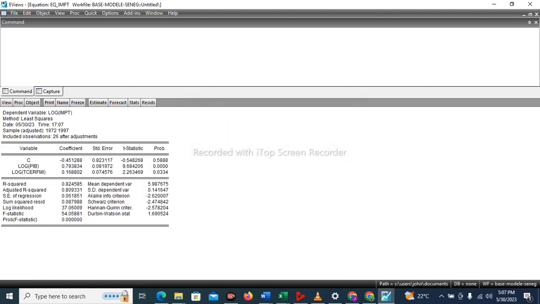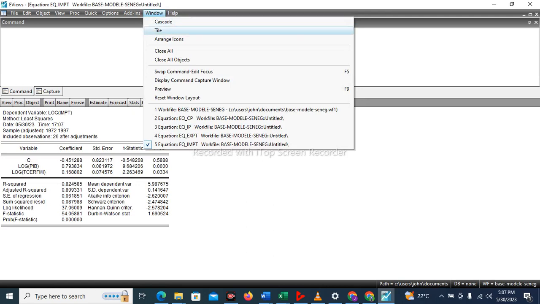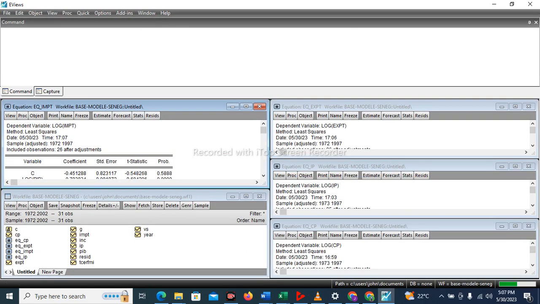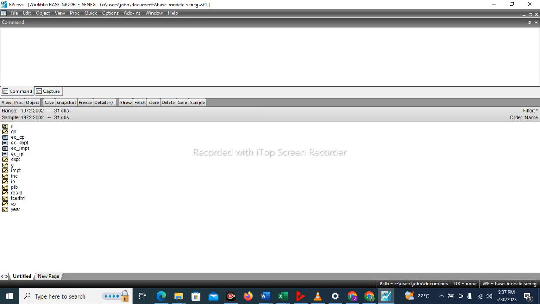Now, once you have that, we have the four equations, our behavioral equations. Let's look at them. So let's look at our behavioral equations. Here they are. So we have the first one for private consumption, we have the second one for private investment, we have the third one for exports, we have the fifth one for imports. Now we are going to use these four equations to create our model.